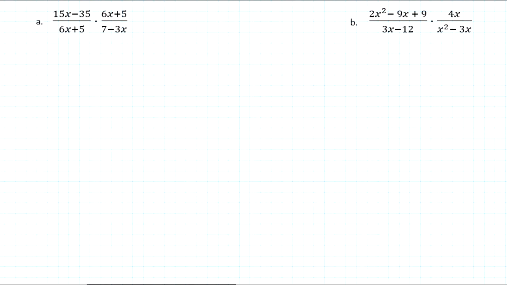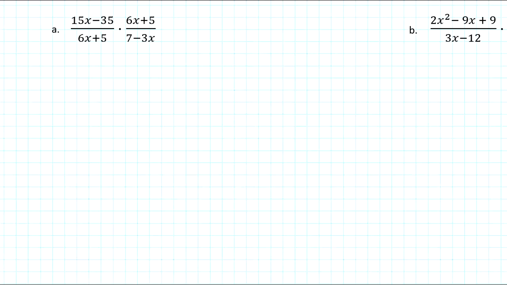So the first example we're looking at is 15x minus 35 over 6x plus 5 times 6x plus 5 over 7 minus 3x. I'm going to start by noting that I can factor a 5 out of the top left. We have 15x minus 35. I can pull a 5 out, and I'm left with 3x minus 7 over 6x plus 5 times 6x plus 5 over 7 minus 3x.